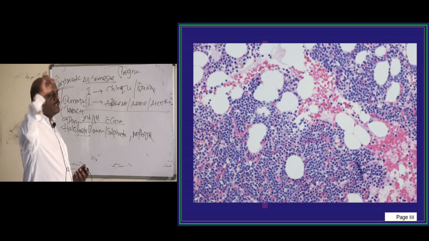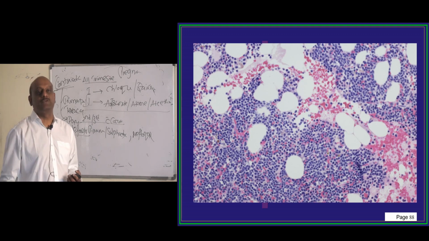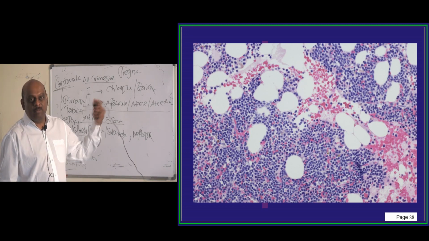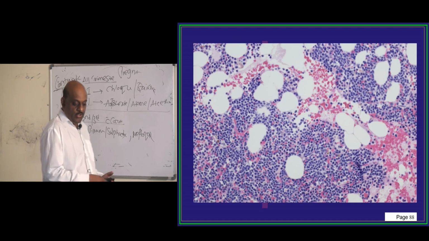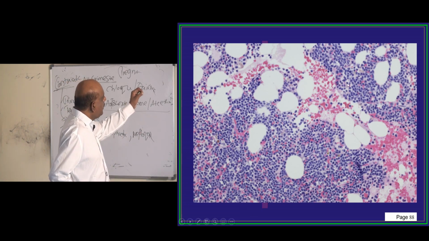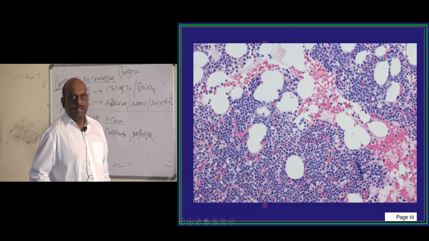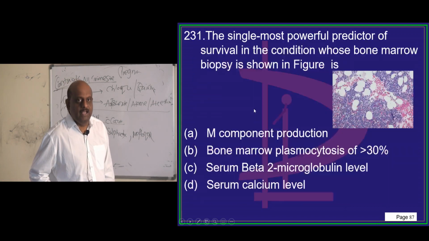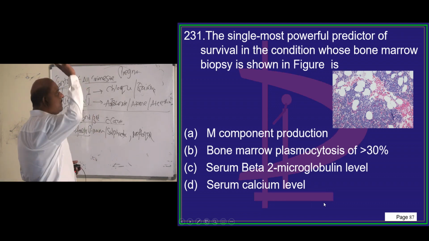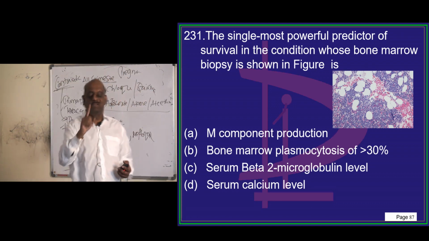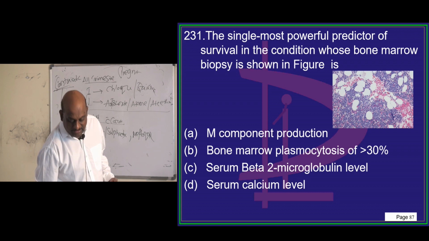The single most powerful predictor of the prognosis in this given condition, whose bone marrow biopsy has been shown to you. Looking at the bone marrow biopsy, what do you think? What is your diagnosis? You are able to see, no doctor, all these dots, blue colored ones. They're all plasma cells. Plasmacytosis means multiple myeloma. In multiple myeloma, the serum beta 2 microglobulin level is the single most powerful predictor, is what you need to remember.